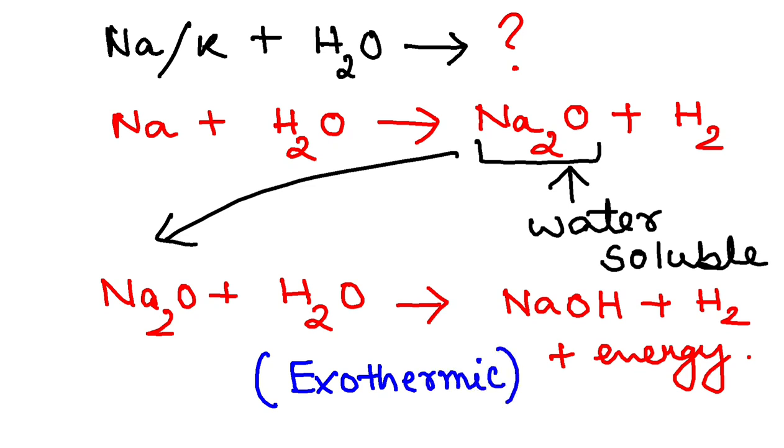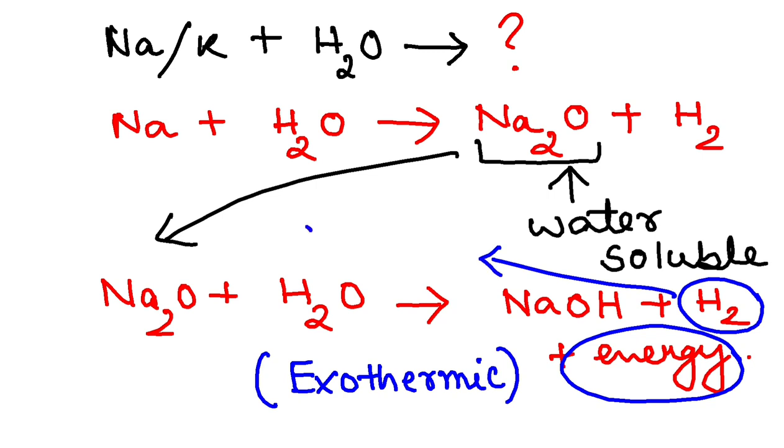Highly violent, or highly exothermic. Now this is a very interesting property that you have to learn over here. Because it is highly exothermic, because of the energy that is evolved, this hydrogen gas catches fire. So hydrogen will get evolved and will burn immediately because of the high amount of energy that is being released. Same is the story for potassium also.